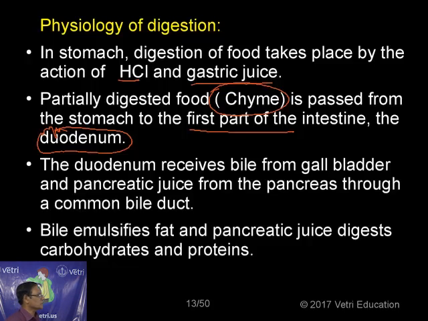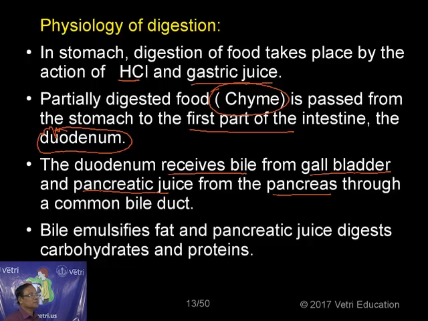Now the duodenum receives bile from the gallbladder and pancreatic juice from the pancreas through what is called the common bile and pancreatic duct. To begin with, we have a bile duct coming from the gallbladder and a pancreatic duct coming from the pancreas, both joined together to form a common duct which opens into the duodenum, pouring their secretions into it. This is for the digestion process.